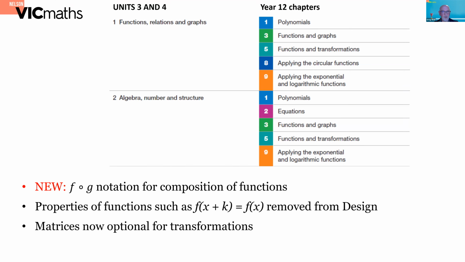The functional algebra has now been removed from study design. So we would have come across questions in the past, like if f of AB equals f of A times f of B, which of the following could be y equals f of x? And then you'd be given a whole lot of optional choice responses to look and see which function actually works with that particular type of functional algebra. So that's now out. And the matrices we said for transformations, that's been removed as well.